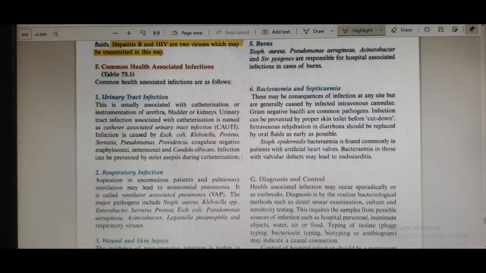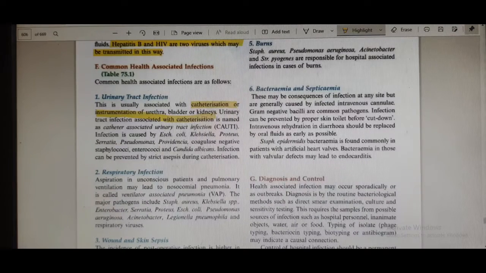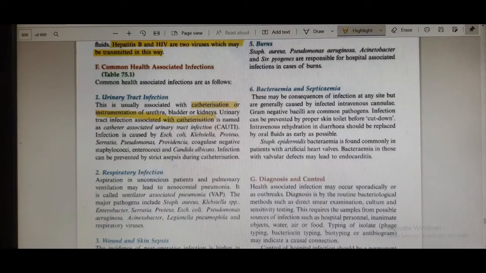The common health associated infections include urinary tract infection. This is usually associated with catheterization or instrumentation of the urethra, bladder, or kidneys. These are the organs through which waste is excreted, so catheterizing or instrumenting these organs might cause infection.